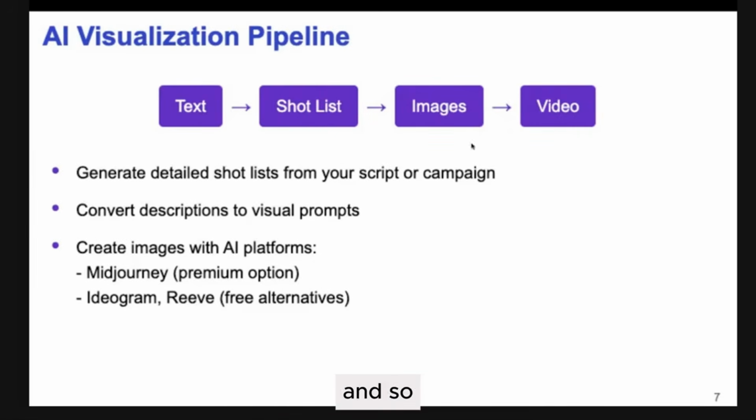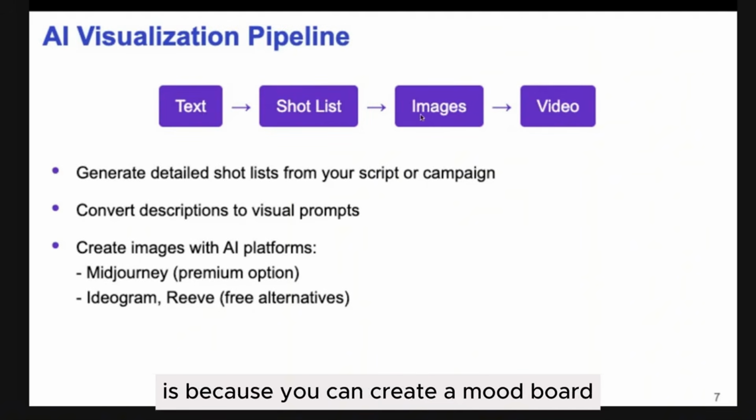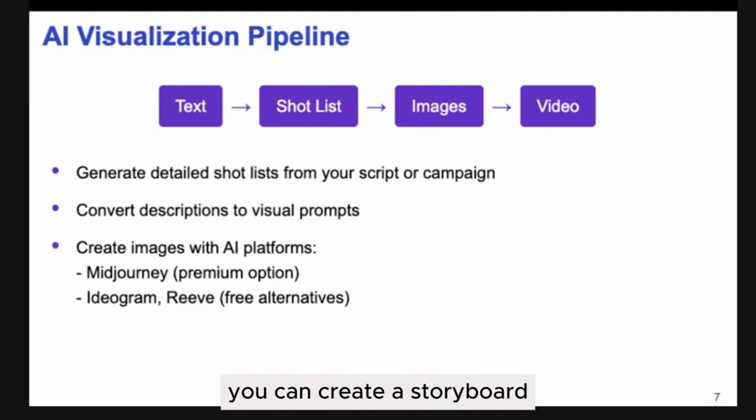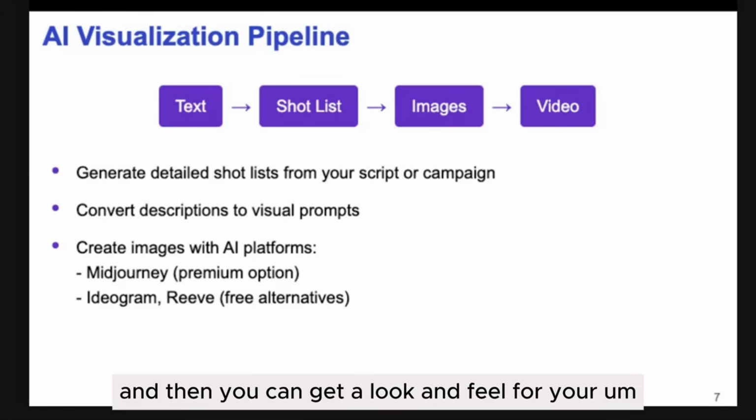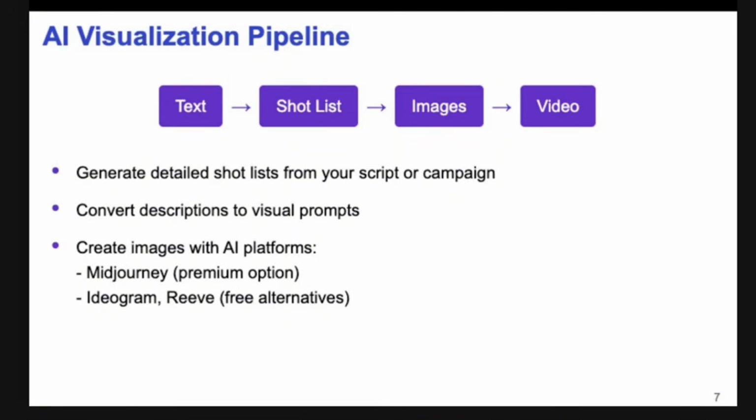And then lastly, you're going to use your images from your scene shot list to make those into video. The reason we want to go from shot list to images is because you can create a mood board, you can create a storyboard, and then you can get a look and feel for your film or your campaign before you start doing the video, like ads and commercials and all of that other social media stuff.